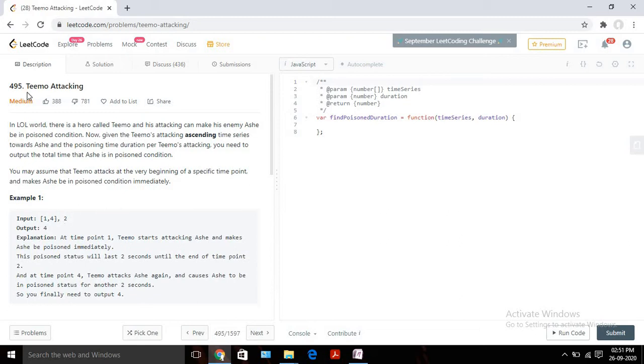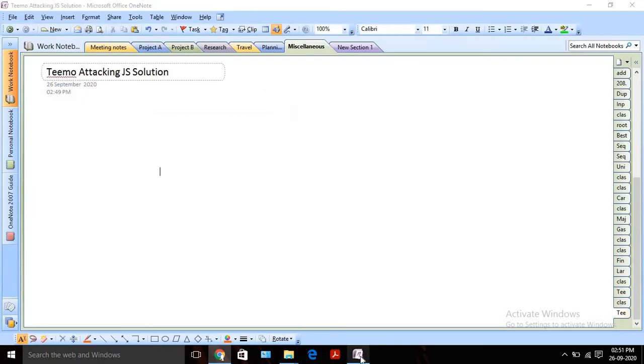What they are saying here is about a game where two persons can participate. The names are Teemo and another one; let's consider them person A and person B. The game rule is that you will be given an array input, an array of integers, like 1 and 4, and the second input is the total duration. So what is the game? Let's understand the game first.